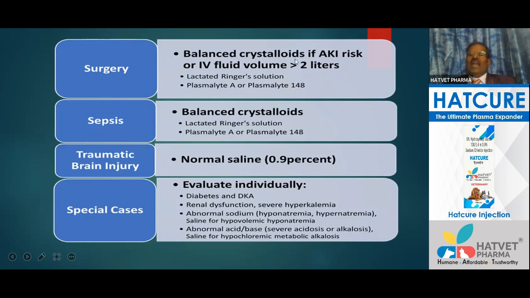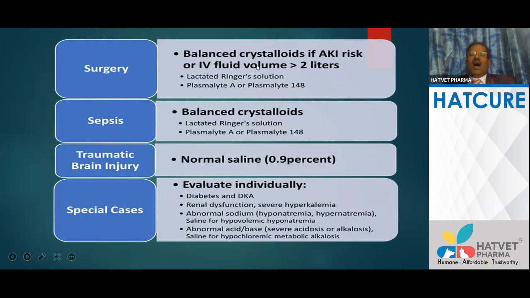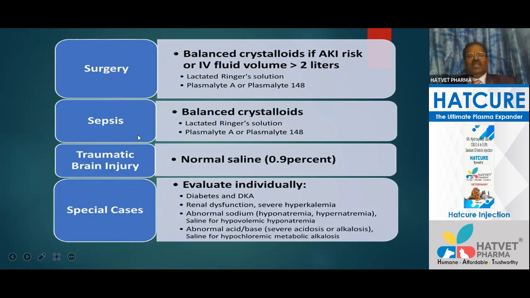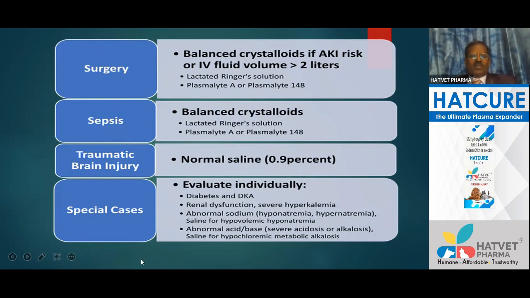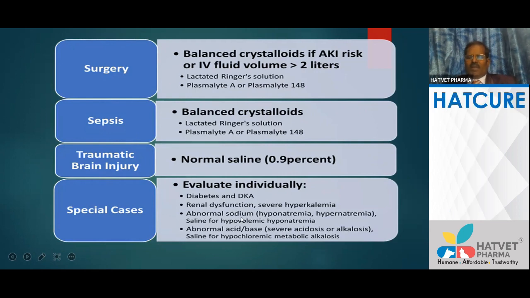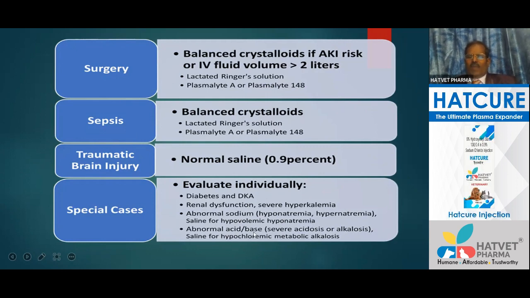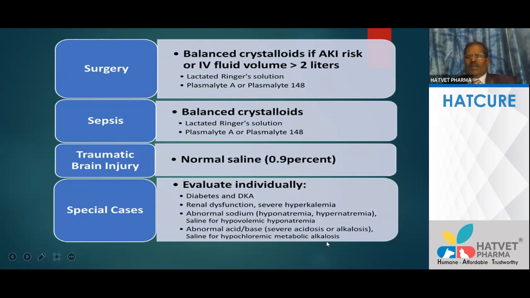In surgery cases, use a balanced electrolyte solution; if there is AKI risk or high IV fluid volumes, lactated Ringer's solution or Plasma-Lyte can be used. In sepsis, a balanced electrolyte solution, lactated Ringer's solution. In traumatic brain injury, you can use normal saline, the 0.9% solution I told you about. Special cases should be evaluated individually: diabetes and diabetic ketosis, renal dysfunction, severe hyperkalemia, abnormal sodium, hyponatremia, hypernatremia, saline for hypovolemic hypernatremia, abnormal acid base, severe acidosis, alkalosis, saline for hypochloremic metabolic alkalosis.